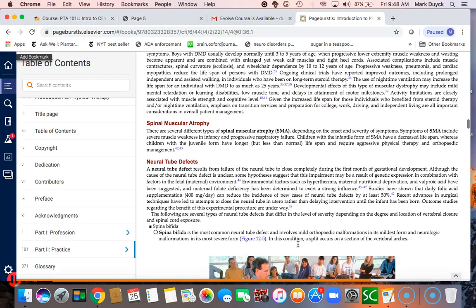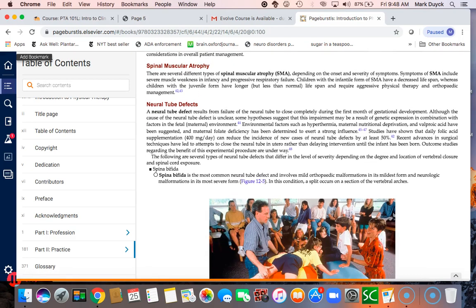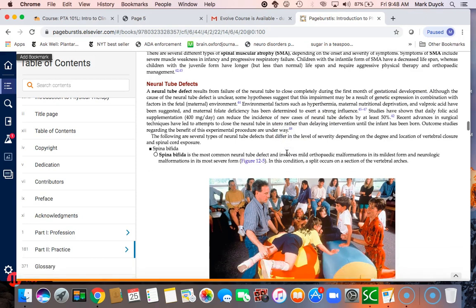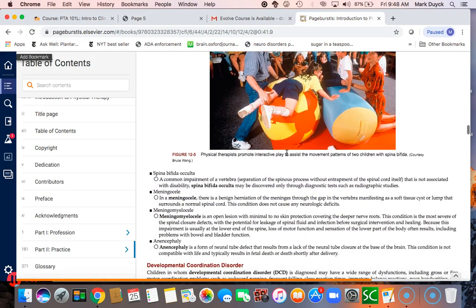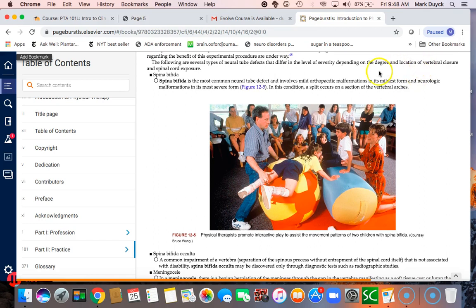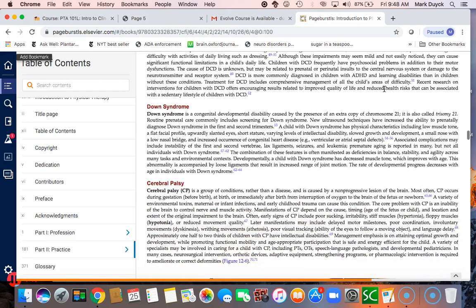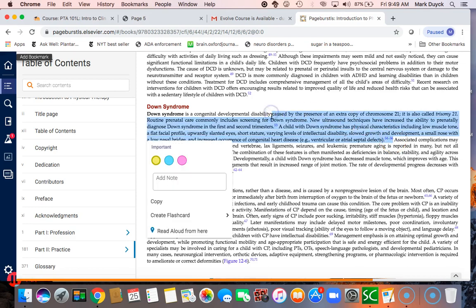Neural tube defect, that would be spina bifida. So understanding basically what it is, the first sentence, and then spina bifida, but you do not need to know all the subsets of spina bifida. Just know the definition of a neural tube defect. And then Down syndrome, specifically the definition and then some of the associated characteristics.